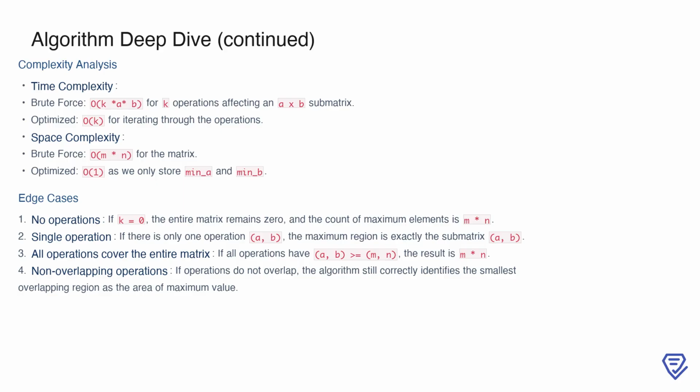In contrast, the optimized approach reduces the time complexity to O(k), as it only involves iterating through the operations once, and the space complexity is reduced to O(1), since no matrix is required.